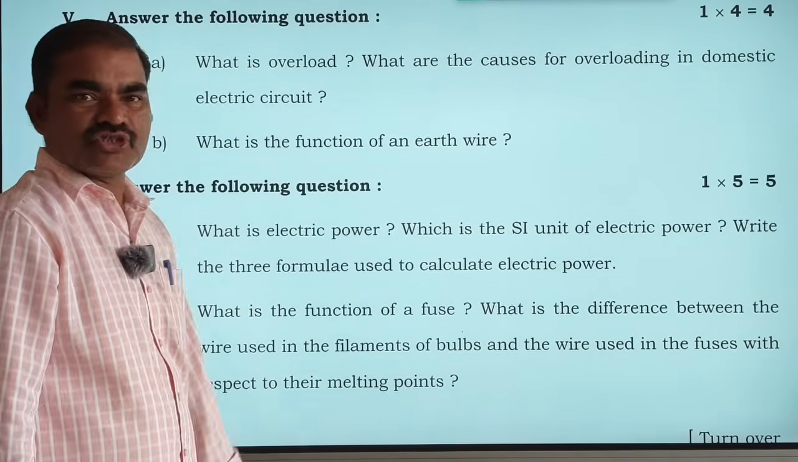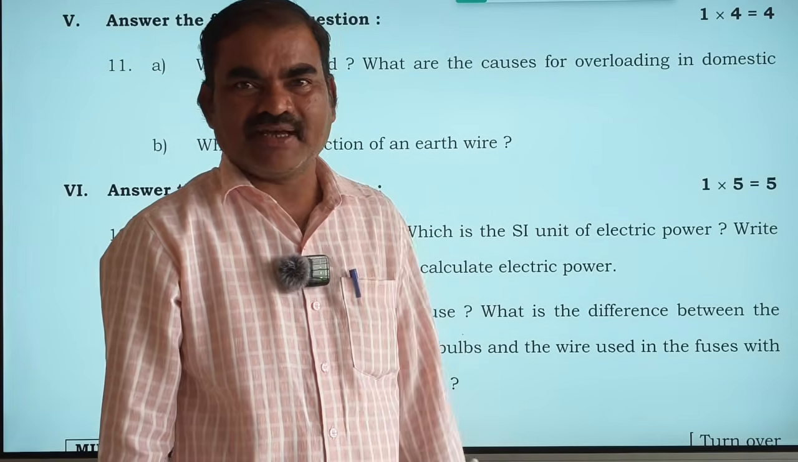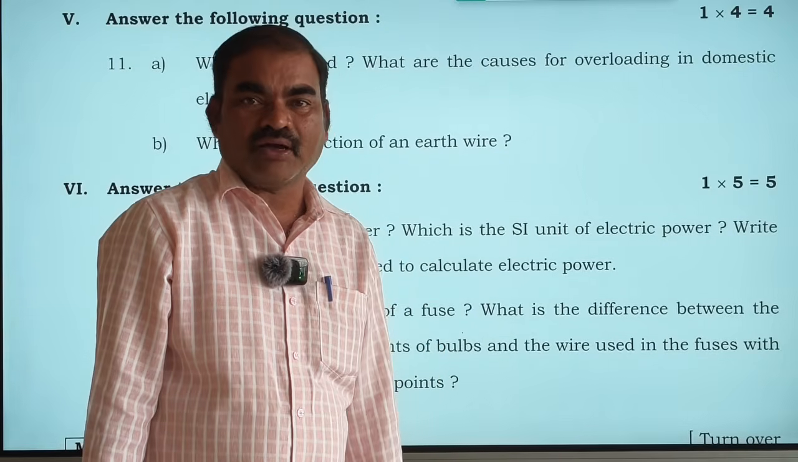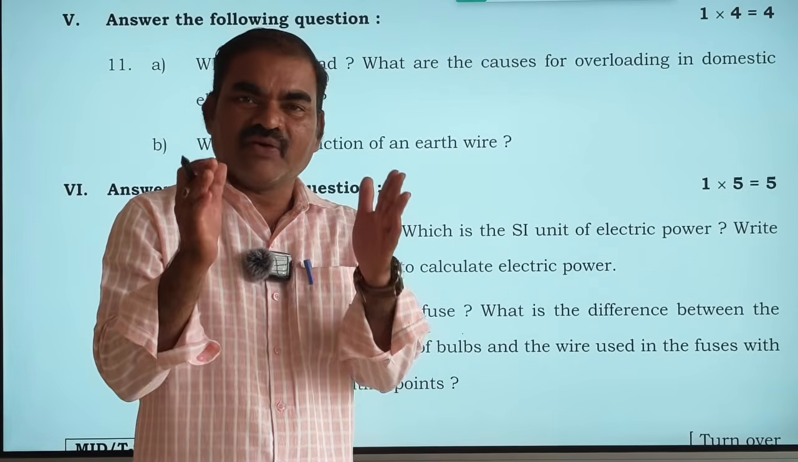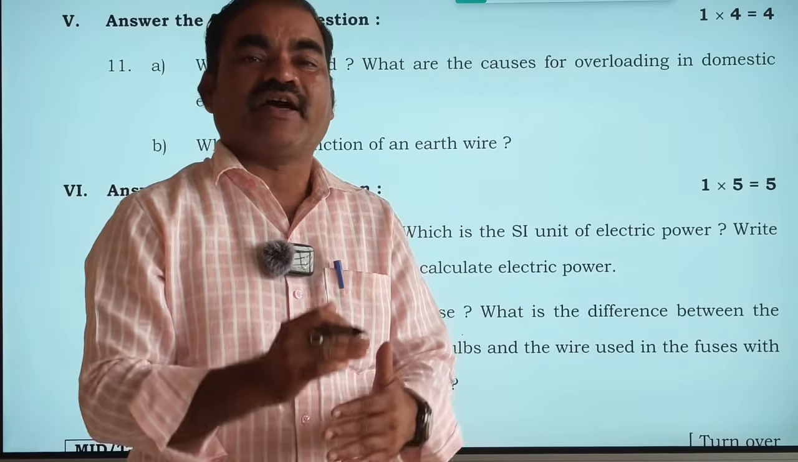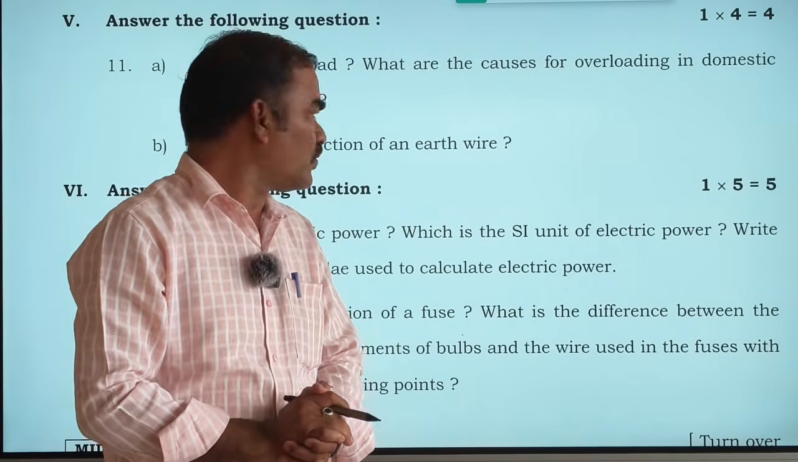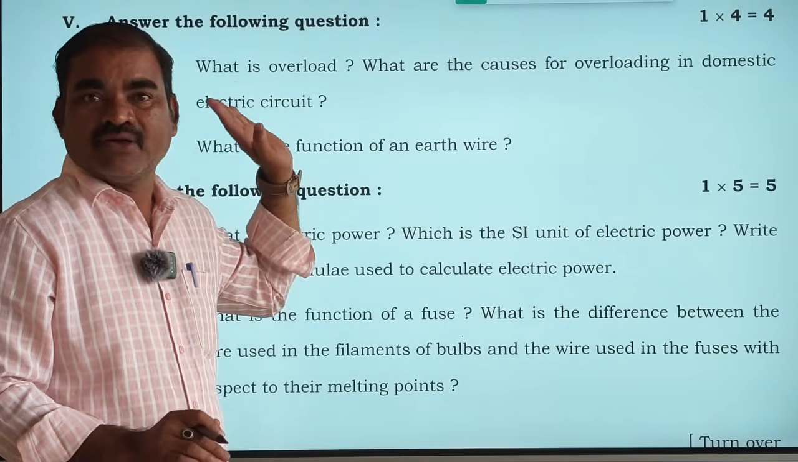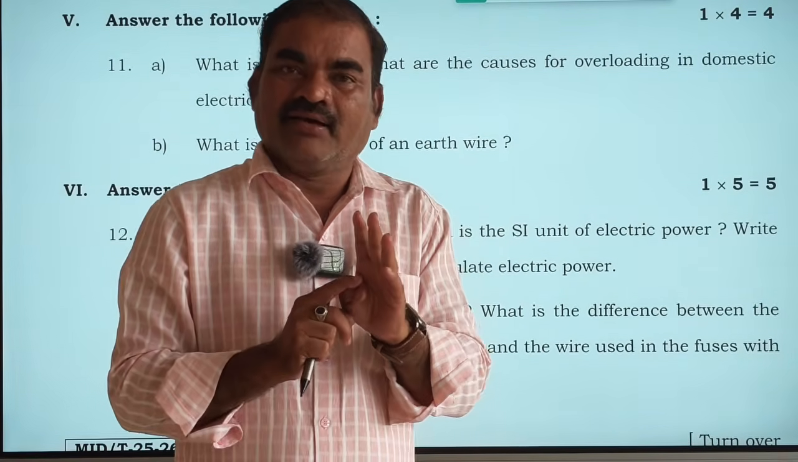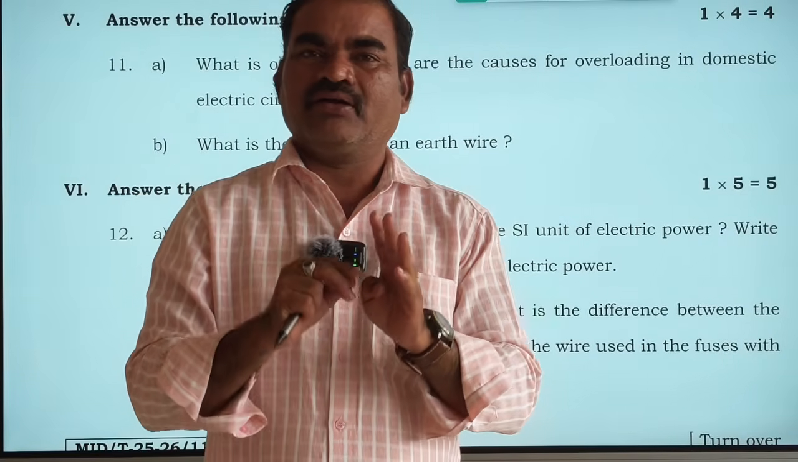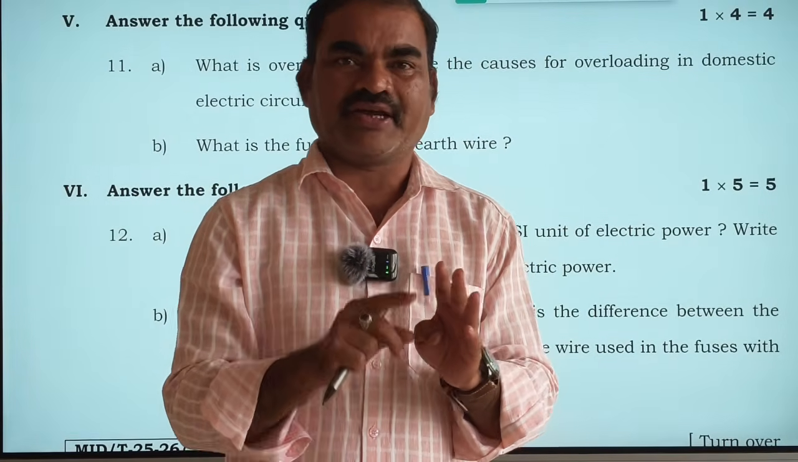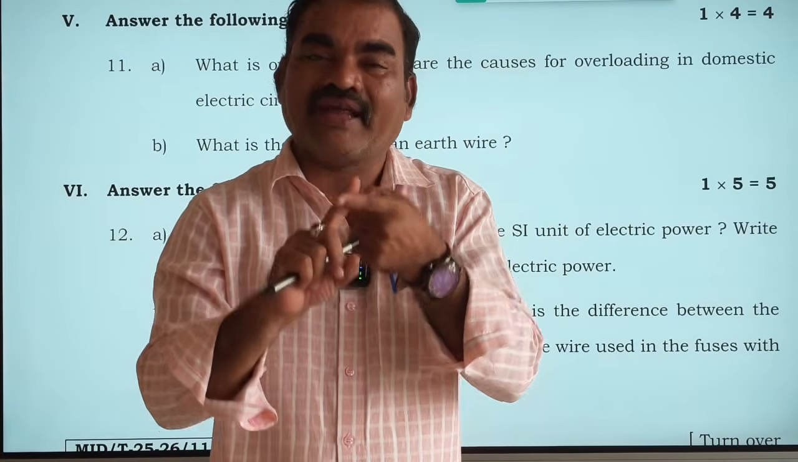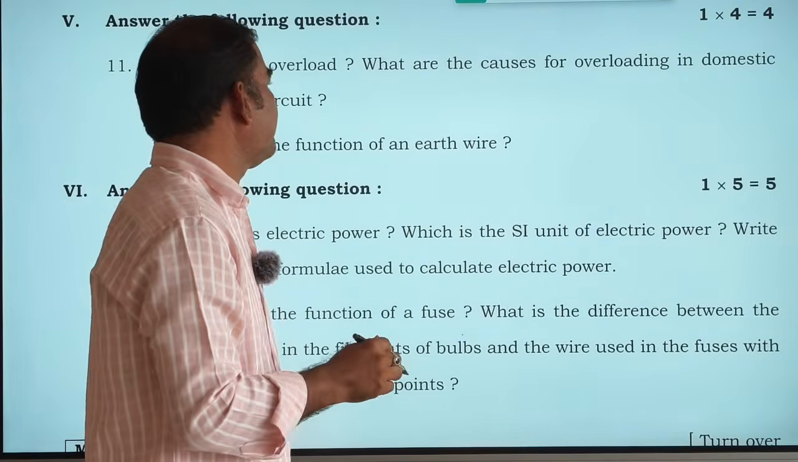So next question, 11th question. What is overload? It means the flow of extra current. Whenever more than the required amount of current comes, we call it overload. Next, what are the causes for overloading of a domestic electric circuit? One is 3 or more appliances connected to one socket. Another reason is the live wire and neutral wire come in contact. You can write that.